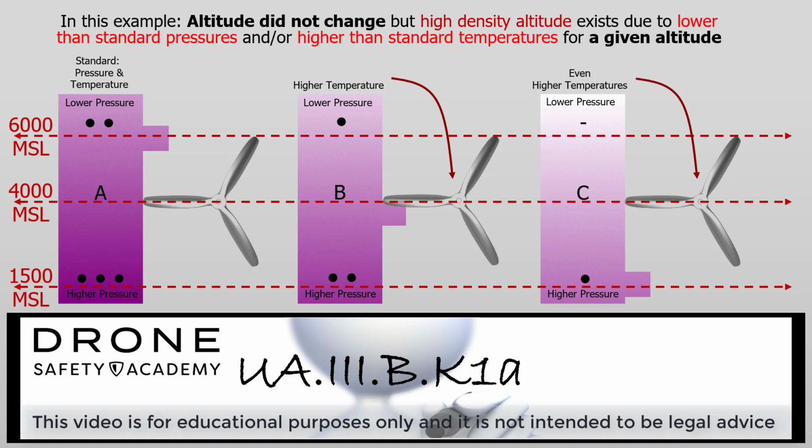Let's take a look at the different temperatures, that is, column A, column B, and C, and how tightly packed the molecules are at the different altitudes. The molecules that are packed in column A at 6,000 MSL are packed as densely as 4,000 MSL for column B. And in column B, the molecules are packed as densely at 4,000 MSL as column C at 1,500 MSL.